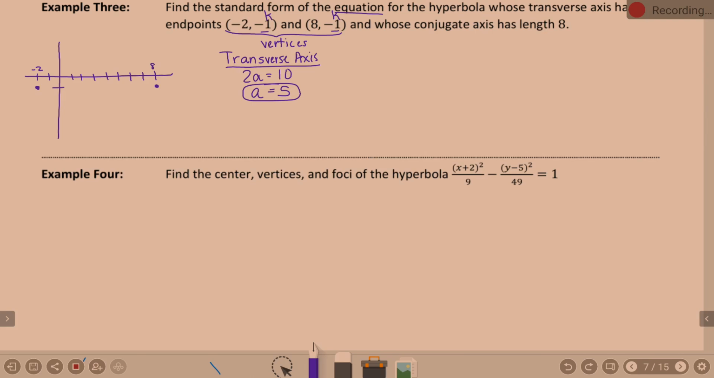Conjugate axis has length 8, right? So the transverse axis, we had endpoints. They were 10 apart. Conjugate axis has length 8. So we know the entire conjugate axis is 2b. If it has a length of 8, then we know that b is 4.